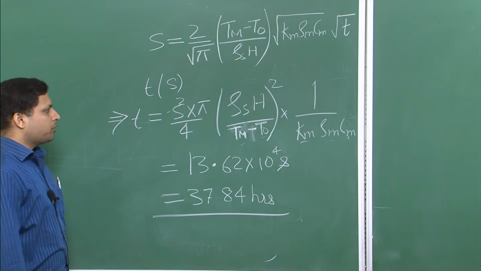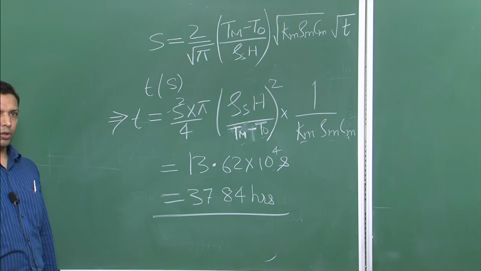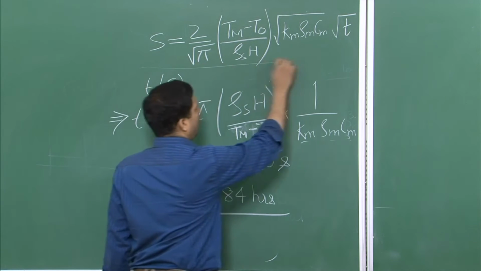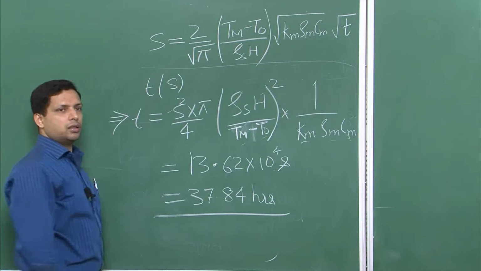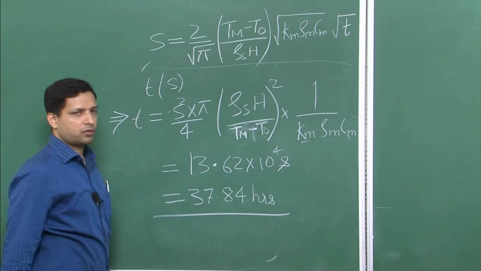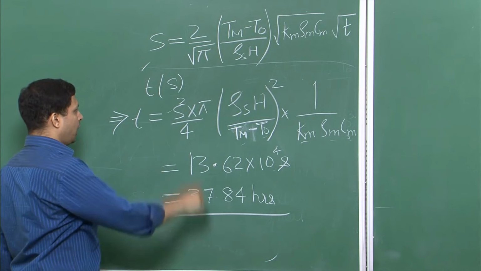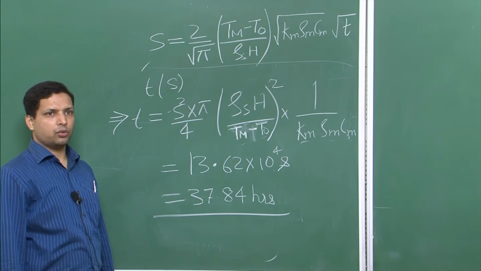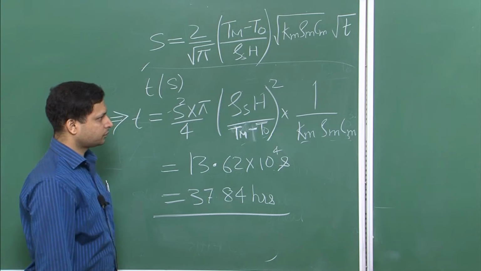So this was a simple problem. We had no manipulation to be done over here. We just had to realize that it is an insulating mold condition. So from the insulating mold condition, we take the S versus T equation and then write T in terms of S, plug in the values, and you get the total time for solidification.